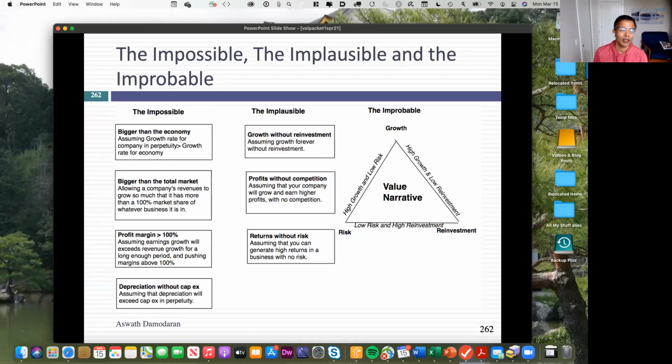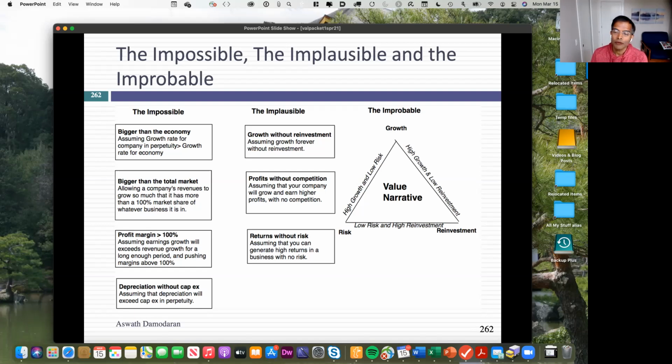That's an impossible valuation. So impossible valuations, you set up an assumption that is so egregiously bad that the rest of the valuation becomes pointless. Implausible valuations can happen, but you better have a really good explanation. It's impossible. You can have growth rate in the economy. You can have a company that has revenues that exceed the entire market.